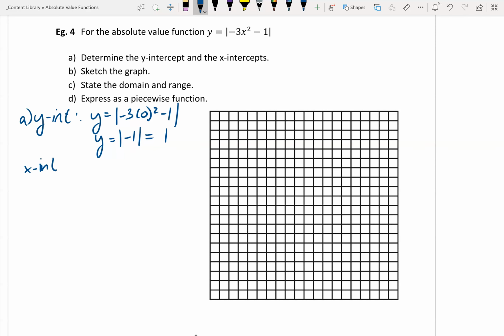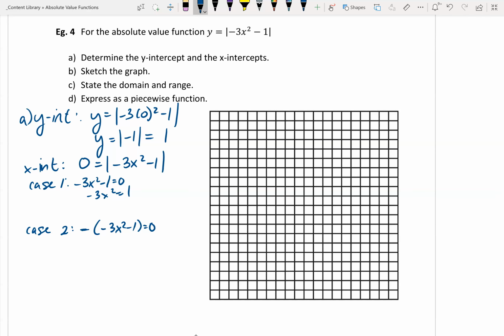Now we'll look at our x-intercept. I'm going to set y equals to 0. And there are 2 cases we need to consider. That's -3x squared minus 1 is equal to 0. The second case is 3x squared plus 1 is equal to 0. So I'm going to move the 1 to the other side and then divide both sides by -3. We're going to get no solution here. I can't take the square root of a negative number. So that means there's no x-intercept.